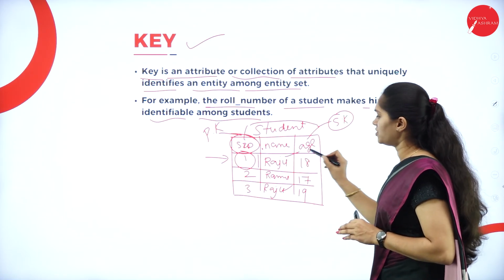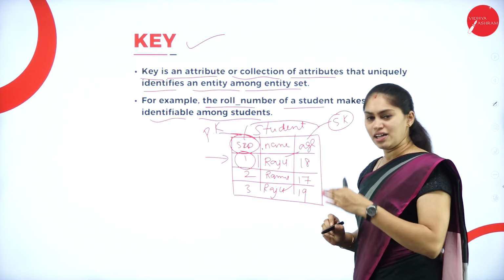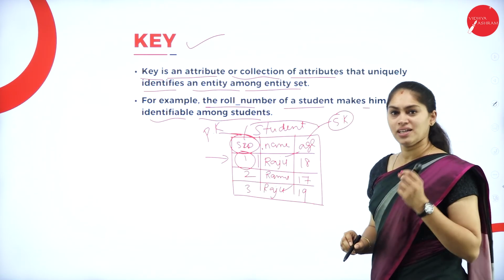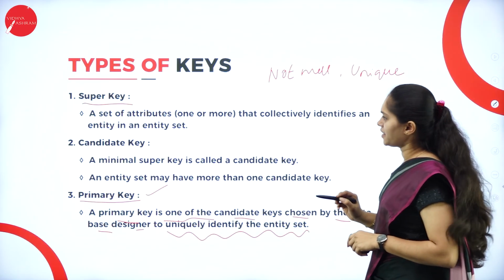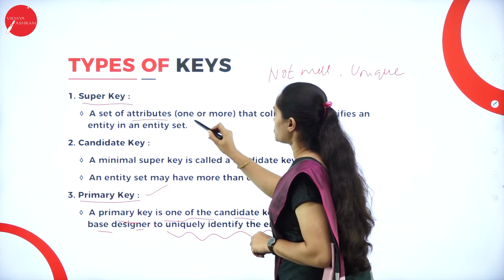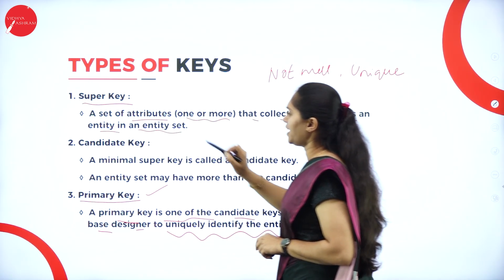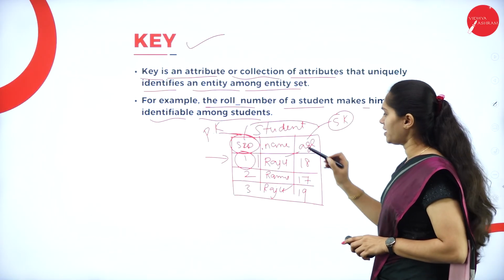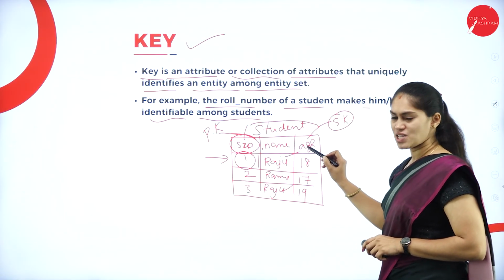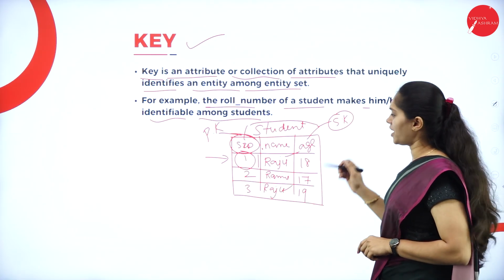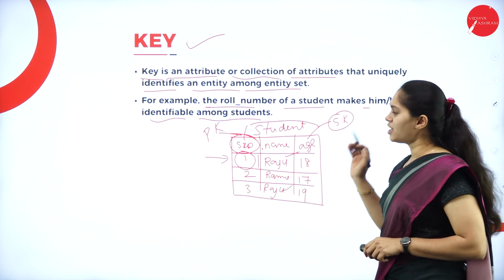With the help of these two different values, I can identify a different entity among my entity set. A super key is a set of attributes, that is one or more attributes, that collectively identifies an entity in an entity set. So here I am taking student ID as well as age in order to identify it uniquely. We call that kind of key a super key.